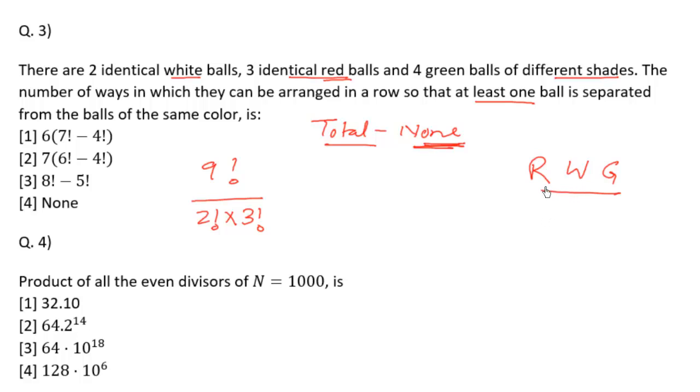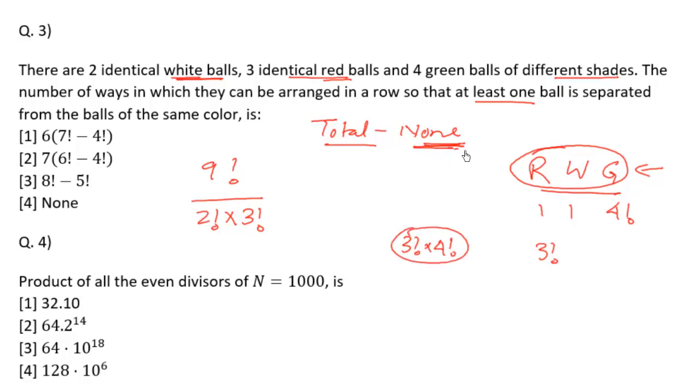So for the red balls, we can have only one way of arrangement, the reason being they are identical. Similarly, white balls are also identical, so again only one way. Green balls we can arrange in 4 factorial ways because all 4 green balls are different. Further, we can have a different arrangement of colors, for example RWG, or RGW, or WGR, etc. That means in how many ways I can arrange the sequence of colors. That can be done in 3 factorial ways. So total it would be 3 factorial multiplied by 4 factorial. This is the total number of ways for the case of none.